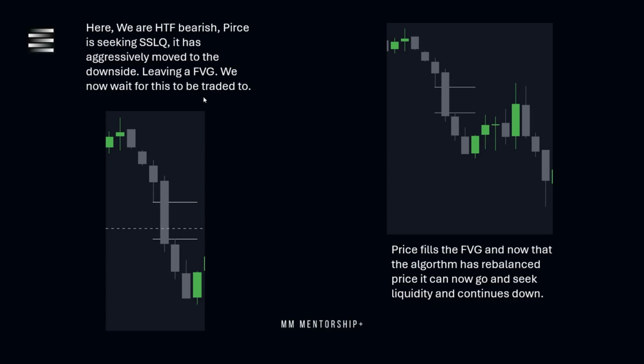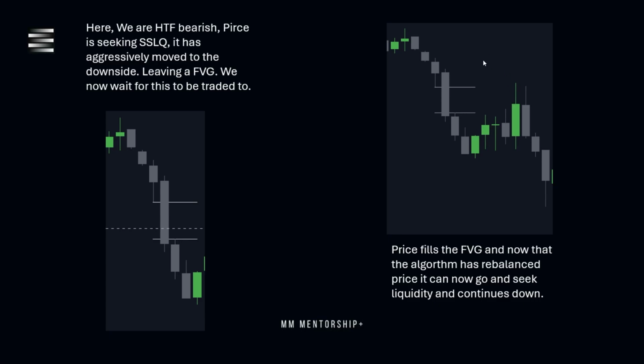So here we are higher time frame bearish. We are bearish on the higher time frames. Price is seeking sell side liquidity. It has aggressively moved to the downside. You see this aggressive move? Cool. Let's ignore this bit for now, but it leaves a fair value gap here. After this candle is closed, the fair value gap has been created. We now wait for this to be traded to, because on the way to delivering to sell side liquidity, what does the market need to do first? Rebalance inefficiencies. It needs a balanced price range.